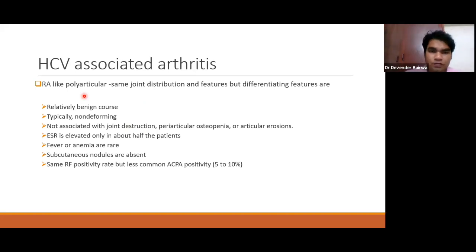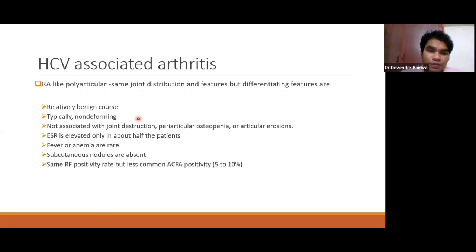There are many features which will help you differentiate this hepatitis C virus associated arthritis from RA. There will be the same joint distribution as in RA, but some features are different. Let's see what the differences are. Hepatitis C virus associated arthritis is generally a relatively benign course. There will be no deformity in the joint. There will be no associated joint destruction, periarticular osteopenia, or bony erosions. ESR will be elevated only in half of the patients. Fever or anemia, which is commonly seen in RA, will not be there. Subcutaneous RA nodules, which are features of RA, will not be here.